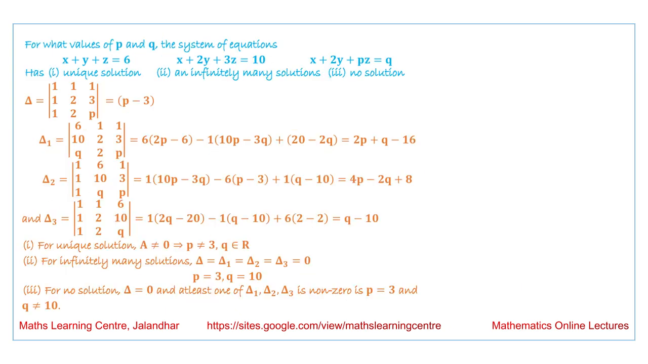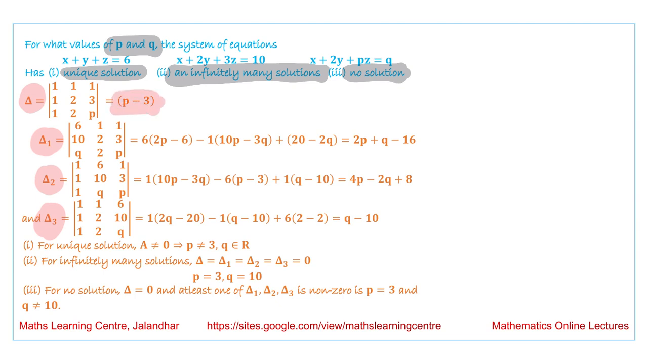Next is, find the values of p and q such that the system of these equations will have a unique solution, infinitely many solutions, and no solution. So again we are writing the values of delta, delta 1, delta 2 and delta 3. We have solved these determinants. For delta we have obtained the value p minus 3. We have written the determinants for delta 1, delta 2 and delta 3, and solved them to obtain these values.